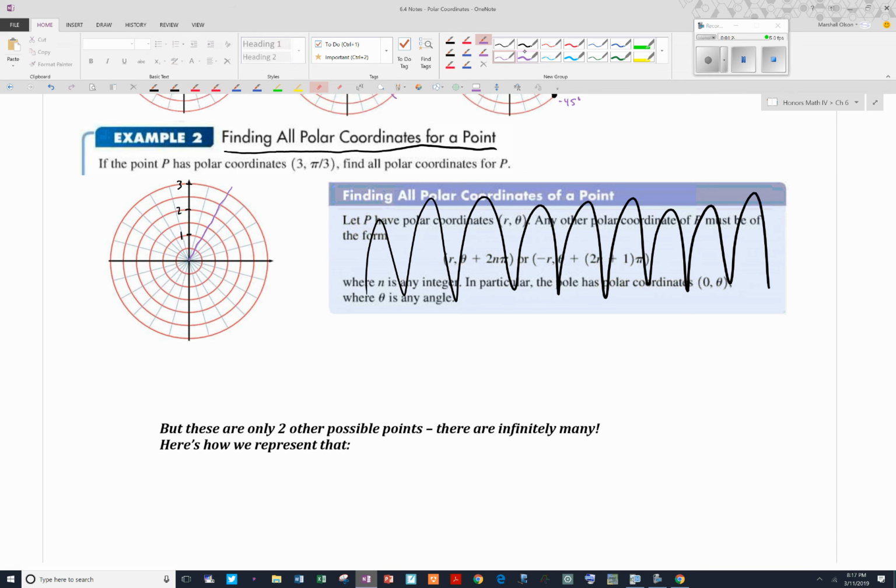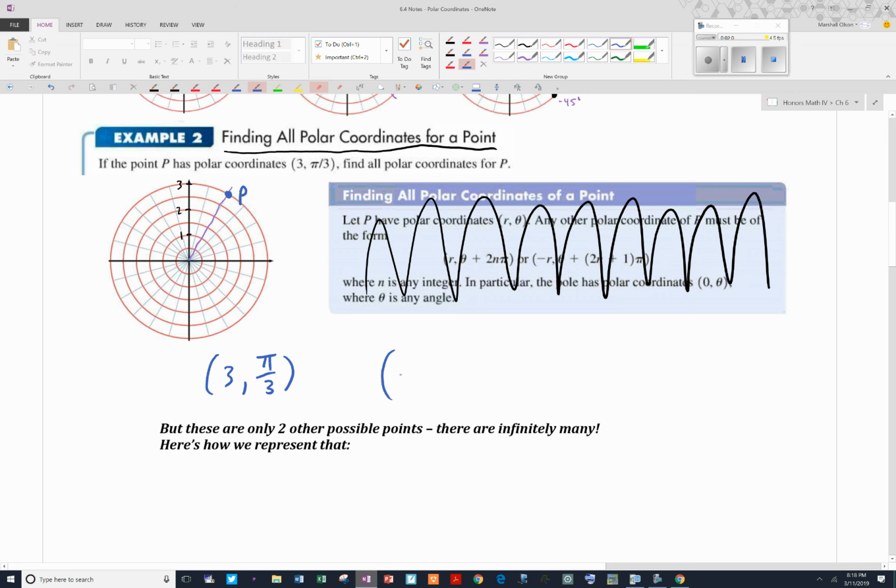Since r is positive 3, since our r value is positive, we want to go 3 out on that terminal side and put our point right here, 3 units away from the pole. There's our point. We're going to call that point P. So that is one way to write the coordinates of P, but there are actually an infinite number of ways to write the polar coordinates for P. One would be the point 3 comma pi over 3. That's using what they gave us, a positive r value on the terminal side of pi over 3.